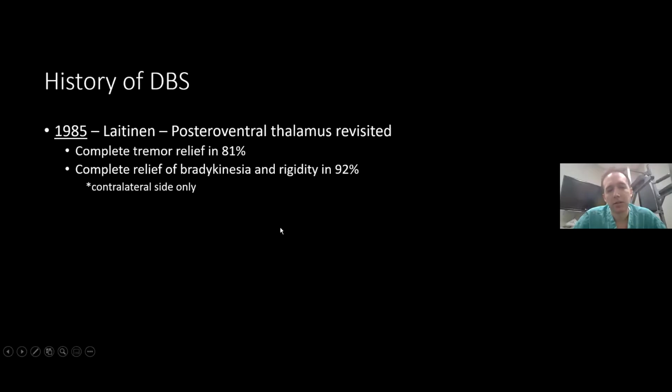Leksell in the 80s reevaluated the posteroventral pallidum and noted good results with relief of tremor. Again, this is an ablation, not a stimulation at this point. But the wheels were kind of turning again back to the globus pallidus as a target.